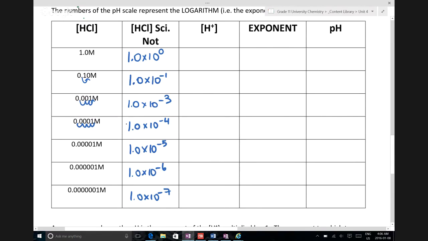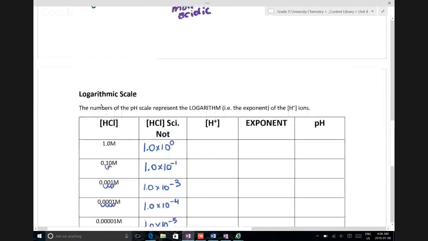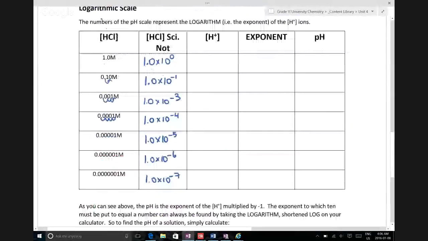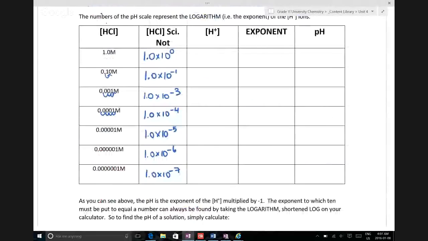So all these different concentrations of HCl can be put in scientific notation. And what I want to make clear is if we go back and look at HCl, we saw that 1 HCl releases a single H+. So for every mole of HCl, we would end up with 1 mole of H+ ions. It's a 1-to-1 ratio, which means that if we had 1.0 times 10 to the 0 moles of HCl, then we have 1.0 times 10 to the 0 moles of H+. So these numbers should all be exactly the same.